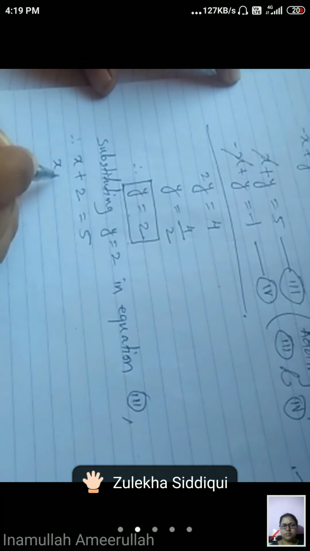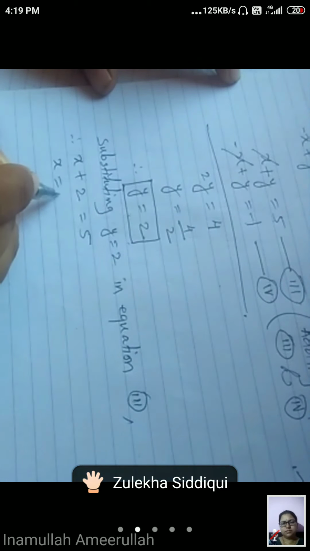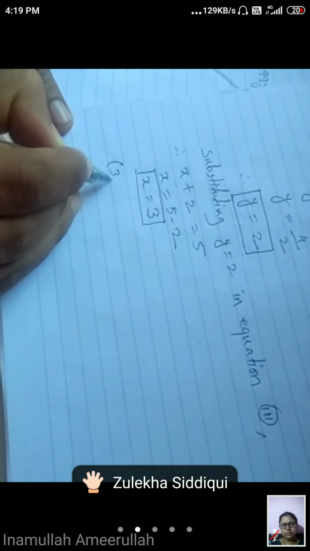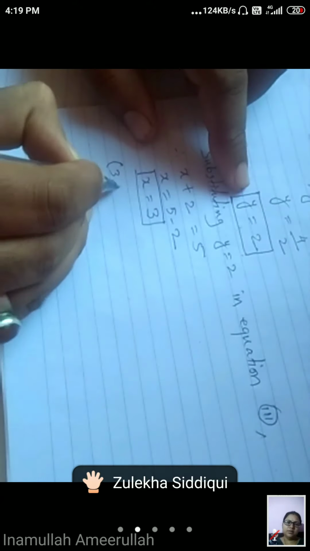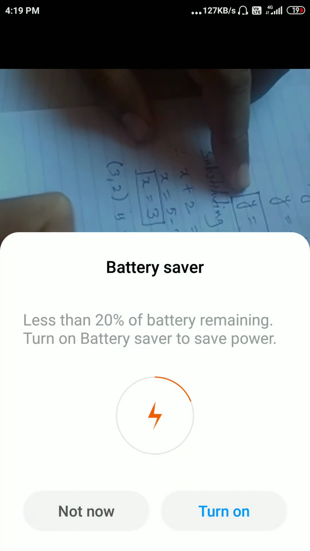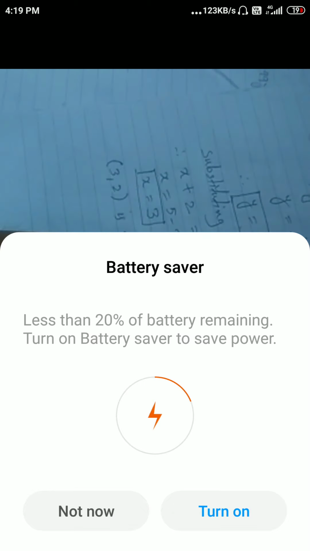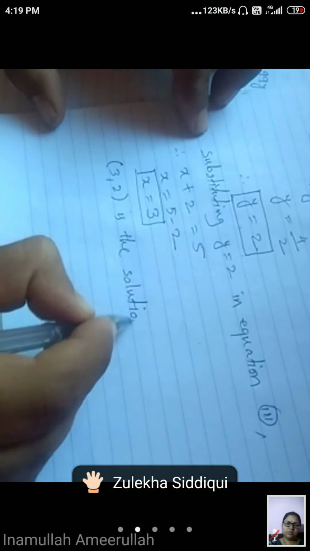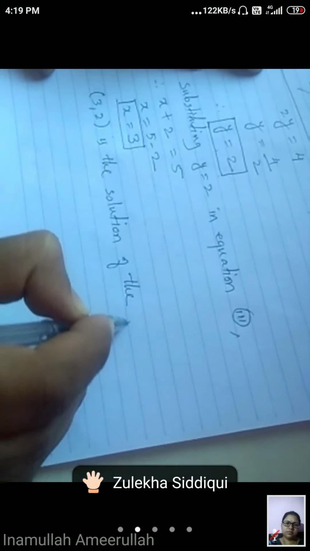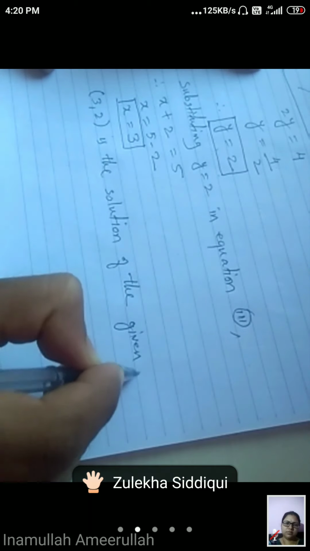So x on its place, you can transpose this plus 2 to the right hand side, it will become minus 2. So x equals 3. This is the value of x. Now x is 3 and y is 2 is the solution of the given equations.